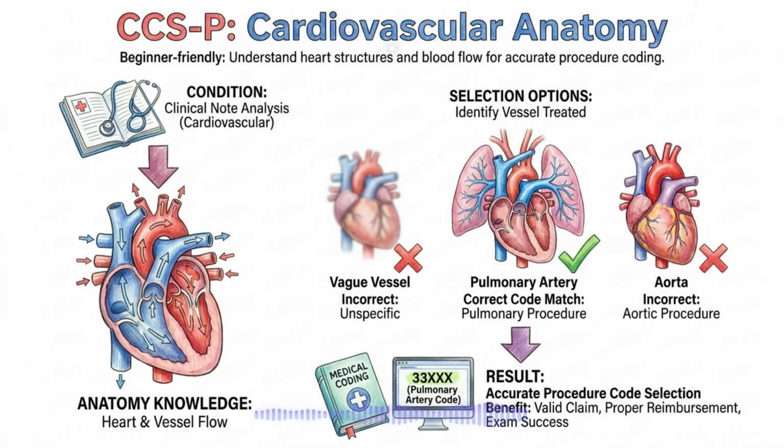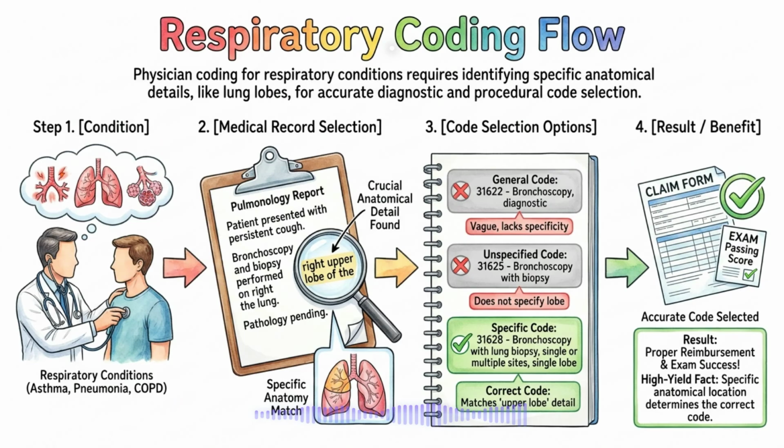Many physician procedures are categorized by which specific artery or vein is being treated. Knowing the difference between the pulmonary artery and the aorta will directly impact your procedure code choices. The respiratory system is another major area you must know well for physician coding.